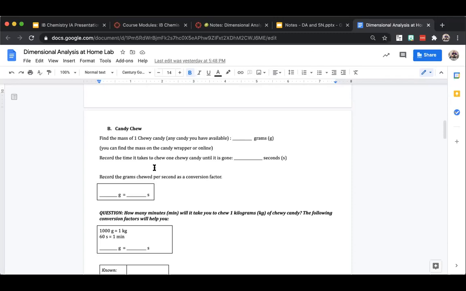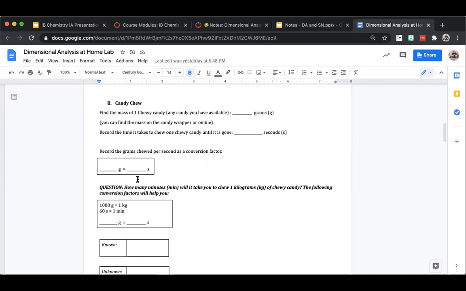So you can use the timer on your phone. How long does it take you to chew it until it's completely gone, in seconds? And you're going to record that as a conversion factor, because it took you that many seconds to chew that many grams. So those two things are technically equal to each other.